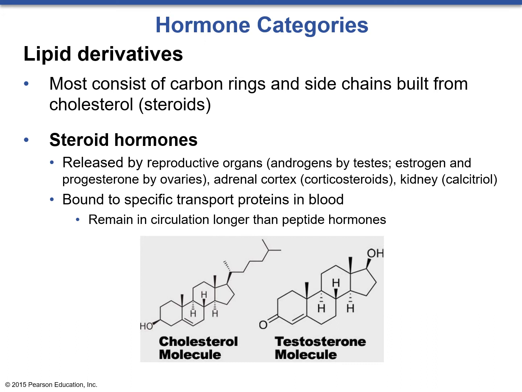Now, most of these lipid derivatives are going to consist of carbon rings and side chains built from cholesterol. Steroid hormones are released by reproductive organs, adrenal cortex, and the kidney, and they bind to specific transport proteins in the blood, and they can remain in circulation longer than peptide hormones. And this is because fat takes longer to break down than protein, so it's going to have an overall longer life in the blood. There we can see a cholesterol molecule and how similar it looks to a testosterone molecule.